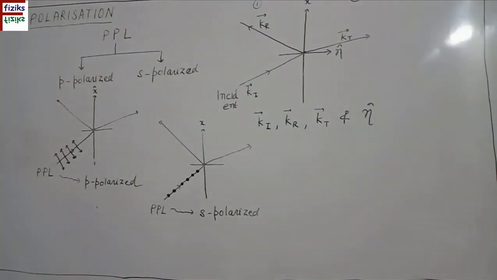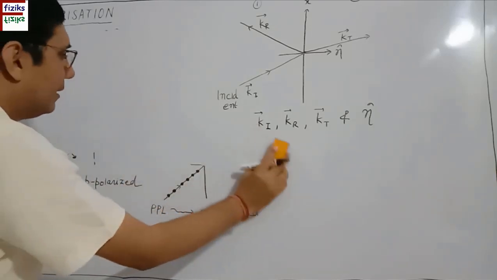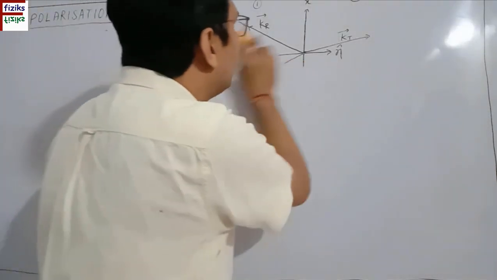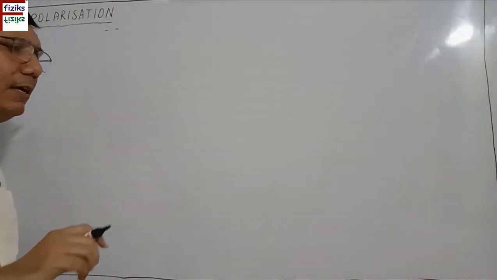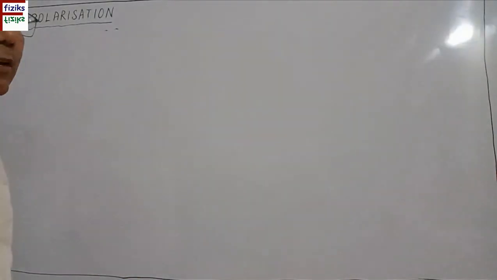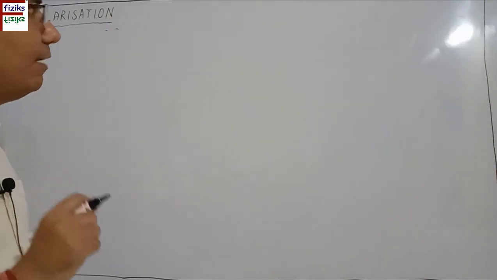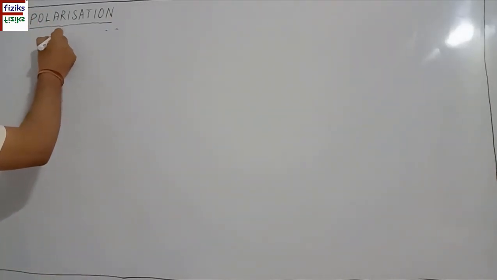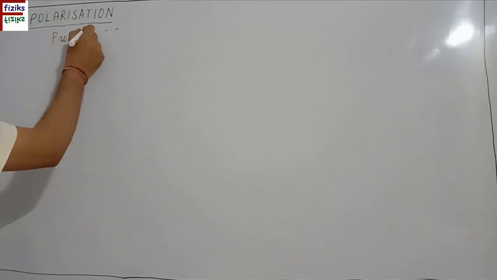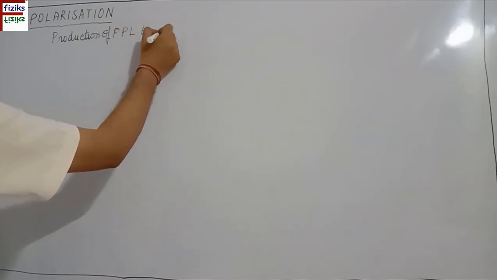Now the question arises, how can we produce this plane polarized light? There are various techniques or methods with the help of which we can create plane polarized light, like the scattering method. By taking a stack of parallel glass plates, we can also produce plane polarized light. But here I am going to discuss two very simple methods. One is the production of PPL by reflection.